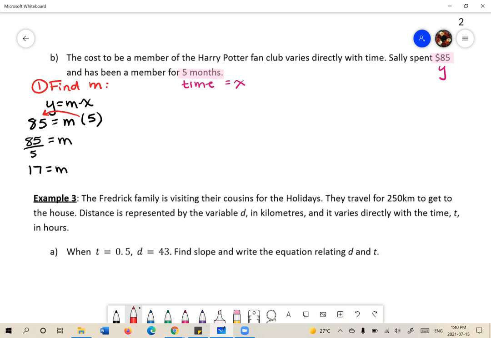In step 2, we're going to create an equation. So it has to be in the form y = mx because this relation varies directly. We're going to leave y and x as is, as variables, and just replace our slope variable with the numerical value that we found in step 1.